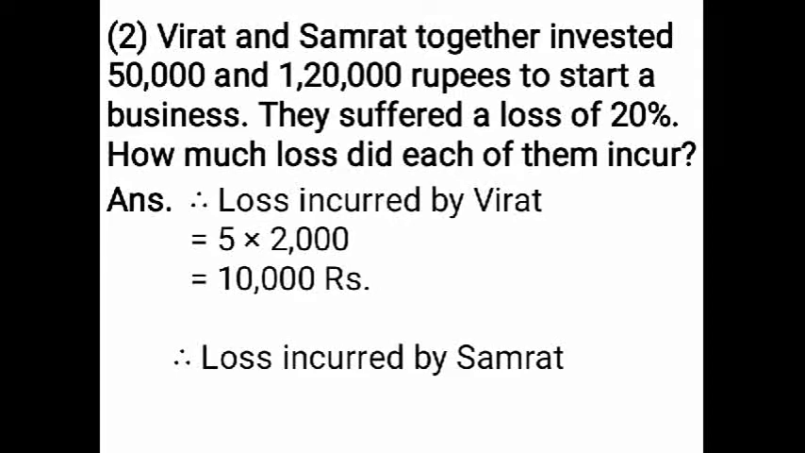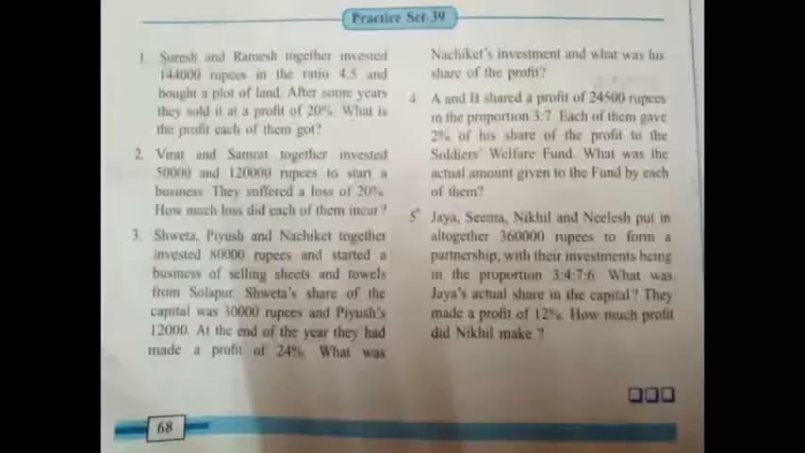Now you have to find loss incurred by Samrat. Therefore, loss incurred by Samrat is equal to 12 into 2000. Loss incurred by Samrat, how much I have taken? 12x. You have to substitute the value of x. X value I got 2000. So that's why you have to multiply. 3 zeros you have to put here down. 12 twos are 24. Therefore, loss incurred by Samrat is equal to 24,000 rupees.